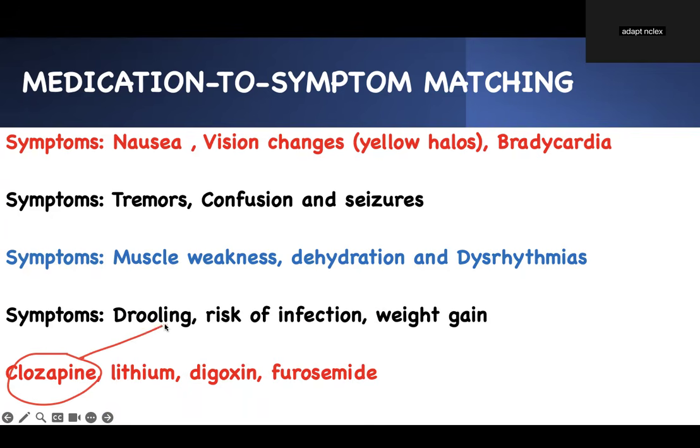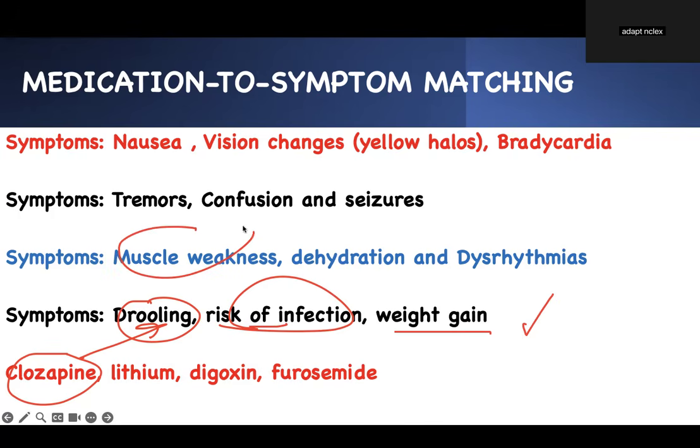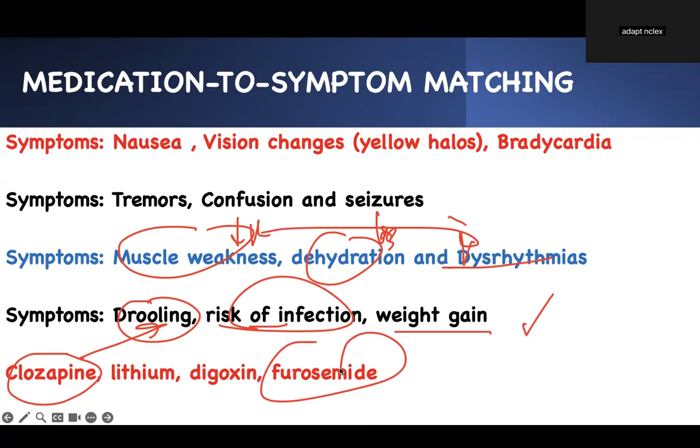Clozapine, antipsychotic, because it's drooling because you have too much hypersecretion. Agranulocytosis, risk of infection, because it's weight gain, hyperlipidemia, diabetes. This is your problem. Muscle weakness, low potassium. Dehydration, you're losing fluid. This arrhythmia, because your potassium is low. Furosemide, all over it. And you have seizures, you're confused, you have tremor, probably you're taking lithium.